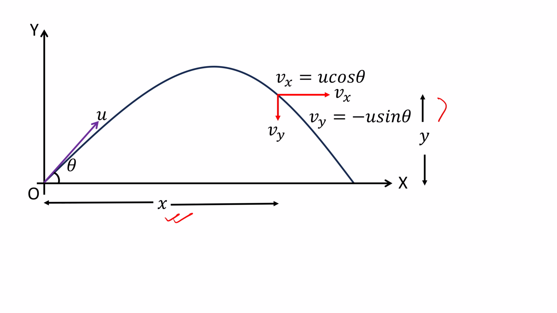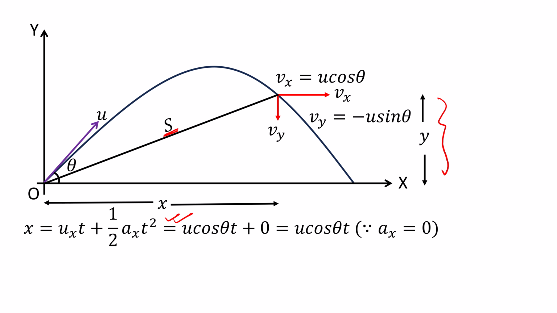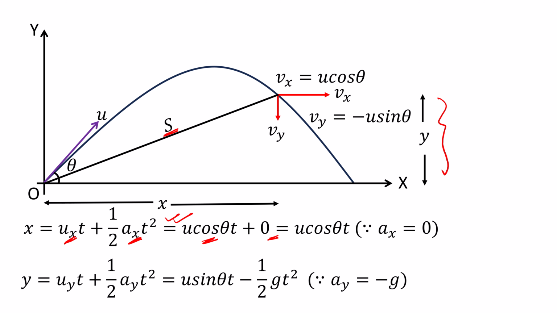Okay, this is horizontal distance x travelled. This is vertical distance y travelled. And this is the displacement from origin. x equals ut plus half at square. The horizontal velocity is u cos theta and the horizontal acceleration is 0. That's why this becomes x equals u cos theta t. And for vertical motion, y equals ut plus half at square. Y equals, initial vertical velocity is u sin theta and the acceleration is always minus g. ay equals minus g.